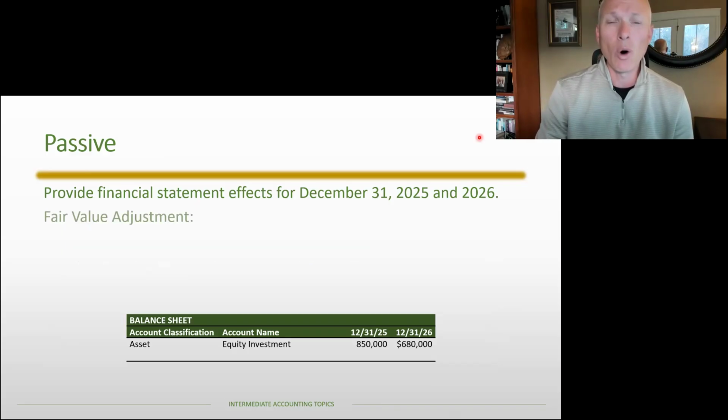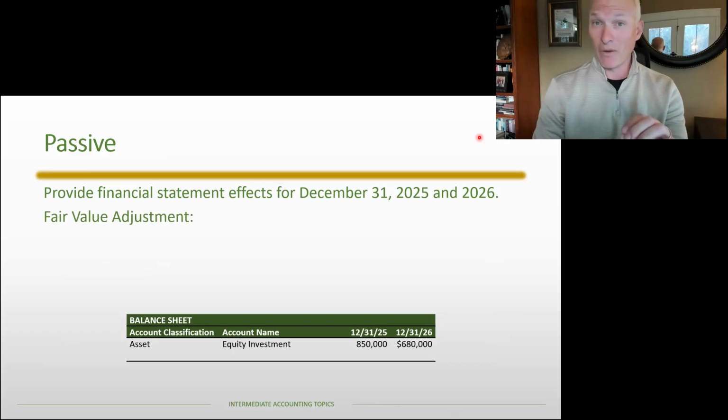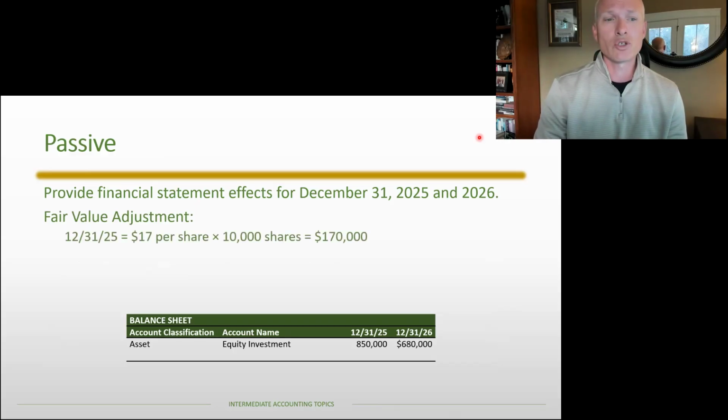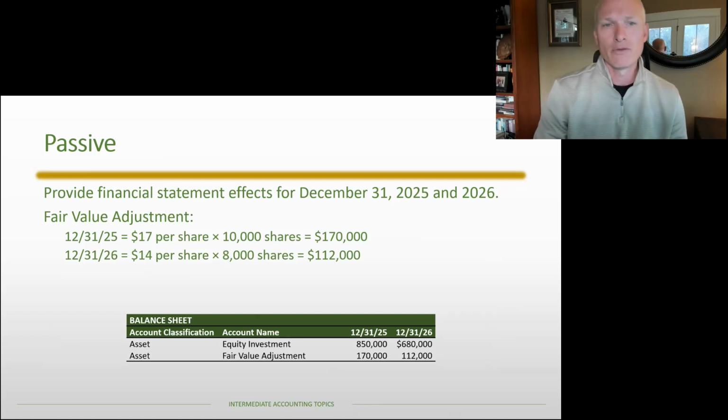The second account, hopefully that's something that you could have figured out, the fair value adjustment account. And again, we're looking at the balance on December 31st of each year. And so December 31st, 2025, the balance is $17 per share. At the end of 2026, the balance is $14 per share, again with understanding that in 2026, there's only 8,000 shares. And so we do that math, that's what we would report for the fair value adjustment account.